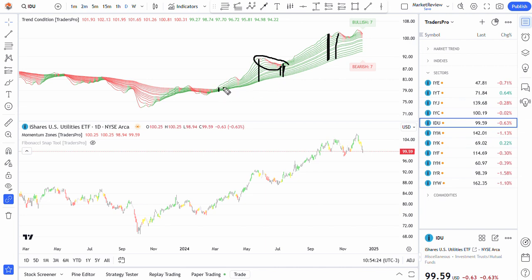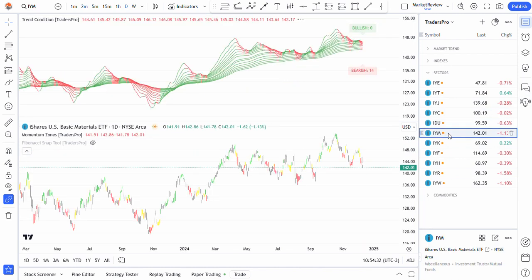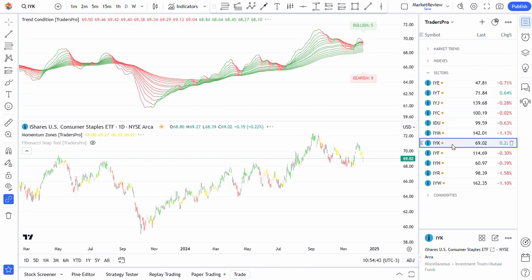Ideally, what we want when we're looking for new trends to develop is when they're compressing and moving out of those trends. Let me jump over here to a couple of these others. I don't want to spend too much of your time here, but this is a new update going through some of these new ideas. Basic materials, we're seeing 14 to the bearish. So we're seeing some weakness there in basic materials, consumer staples.